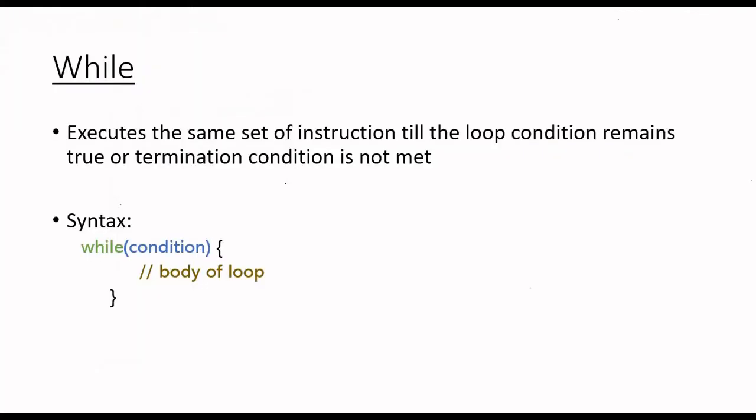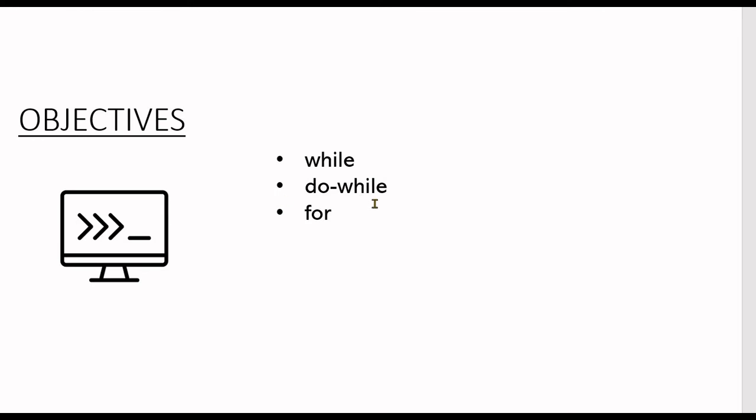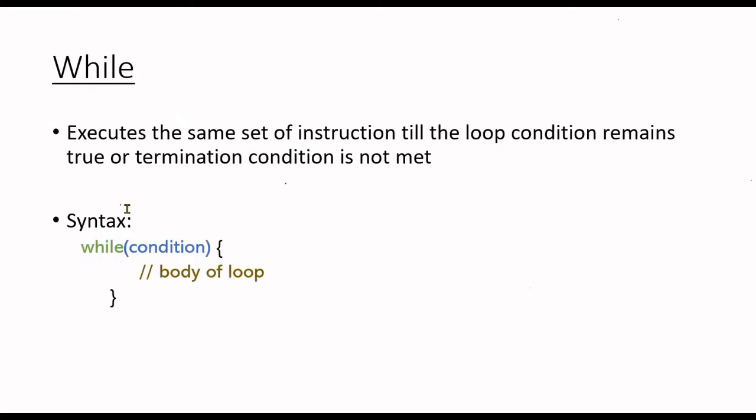Java specifically provides us 3 different kinds of looping statements. The first is while loop, the second is do while loop, and the third one is for loop. So let's understand them one by one in detail. The first is the while loop.